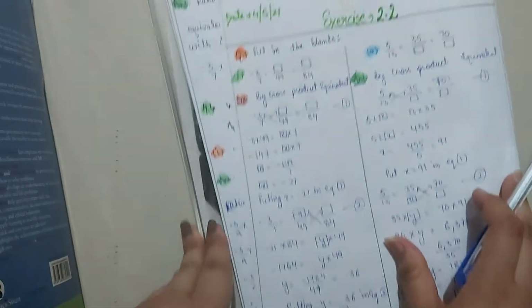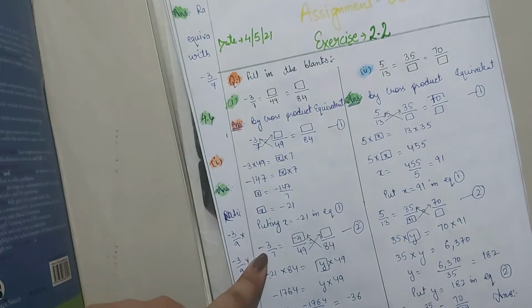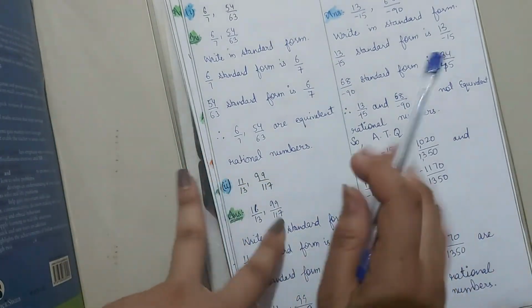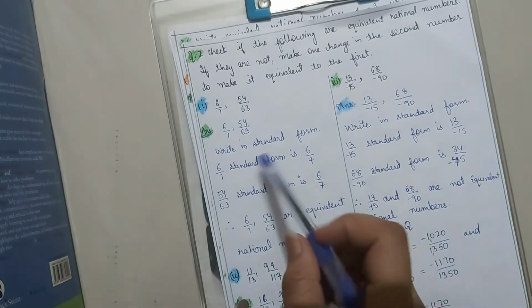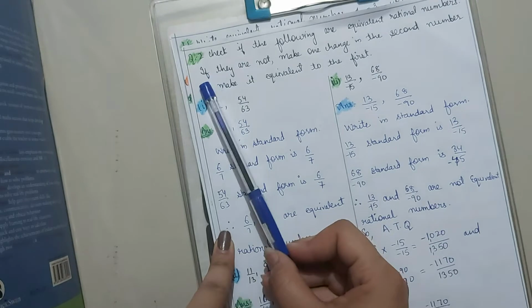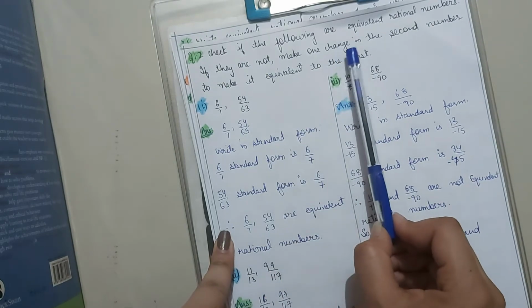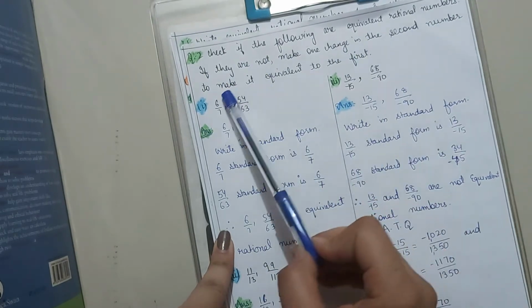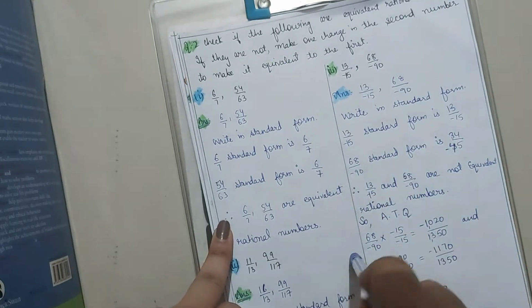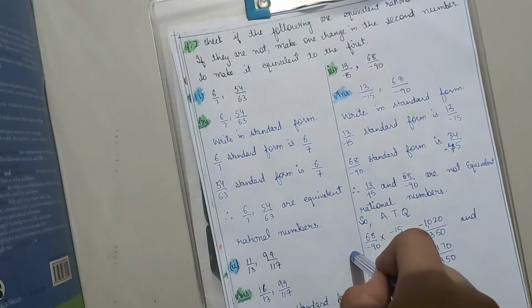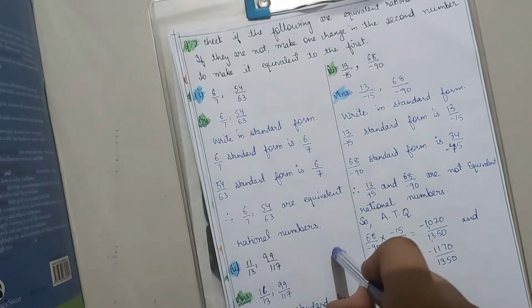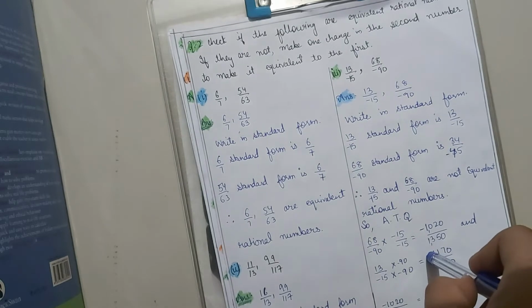The rest of the questions of this part are similar. So moving to our second part. In the second part, what is the question? Check if the following are equivalent rational numbers. If they are not, make one change in the second number to make it equivalent to the first one. So what do we have to do? Firstly, we have to check the equivalency of the numbers. If they are equivalent, then okay. If they are not equivalent, we have to make them equivalent.